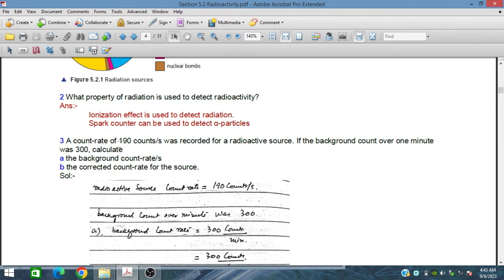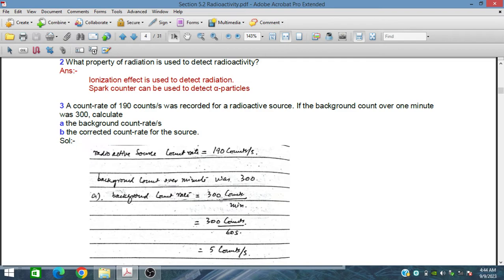A count rate of 190 counts per second was recorded for a radioactive source. If the background count over 1 minute was 300, calculate the background count rate per second. The radioactive source was producing 190 counts per second, and the background count over a minute was 300, so the background is 300 counts per minute.